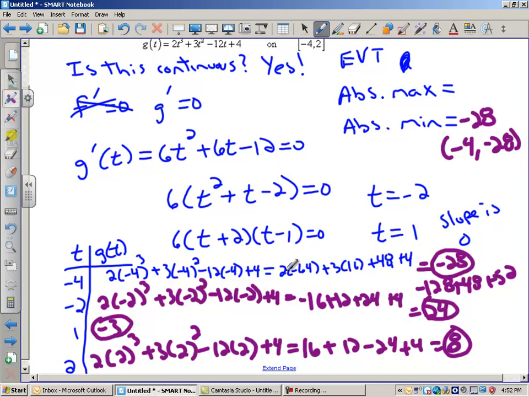Now, what was the biggest number we saw here? Well, the biggest number we saw here was 24, and that happened in the interior. That happened at a critical point. So the absolute maximum was 24, and I can give that as an ordered pair as well, -2, 24. So we got an absolute minimum that was at an endpoint, but then an absolute maximum that occurred at a critical point. So this is what you guys are going to have to do tomorrow, and I will see you then.